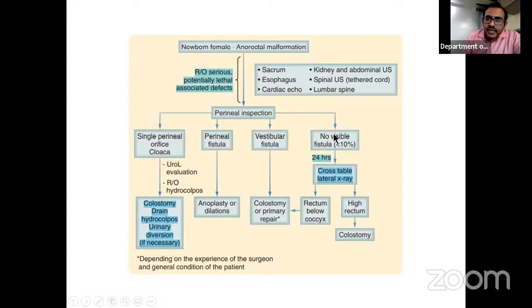If there is no anal opening and no fistula is visible, then the management is the same as in a male patient. We wait for 24 hours and do a cross-table lateral X-ray. If the anomaly is high, we do a colostomy. If the anomaly is low or intermediate, we can do primary repair, or we can do a colostomy and do the definitive repair at a later date.